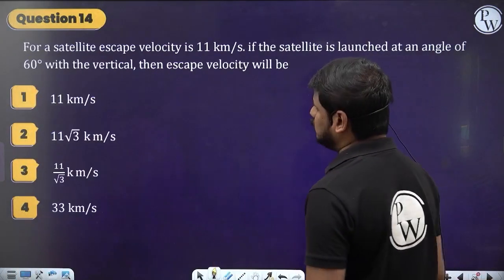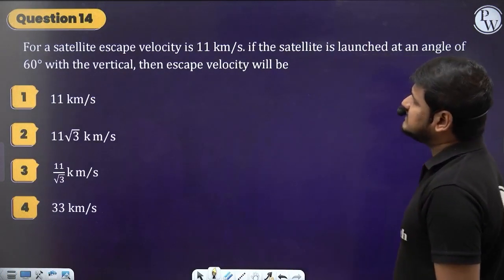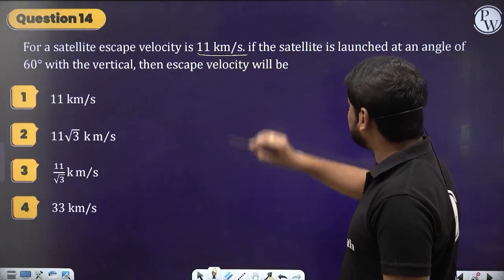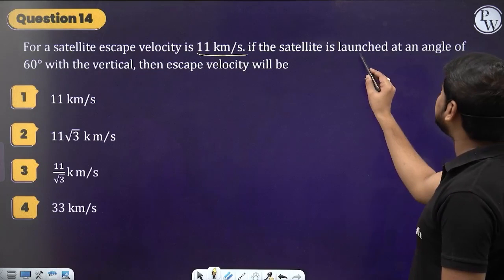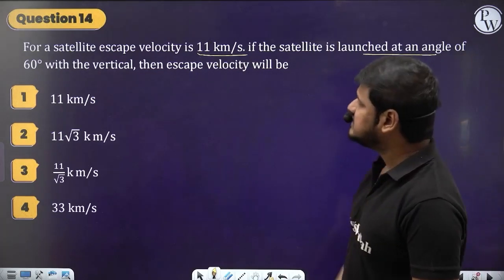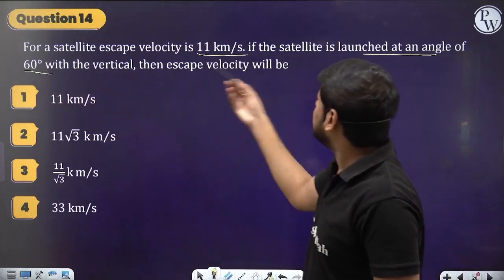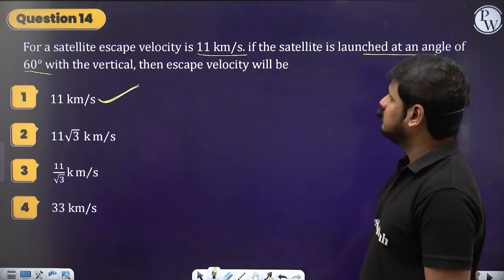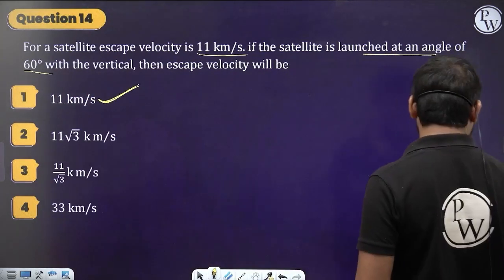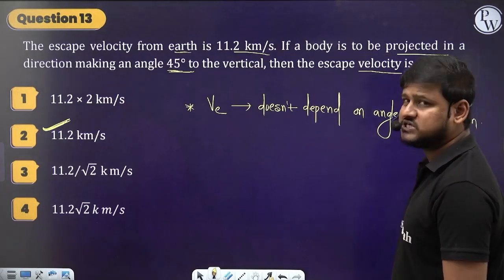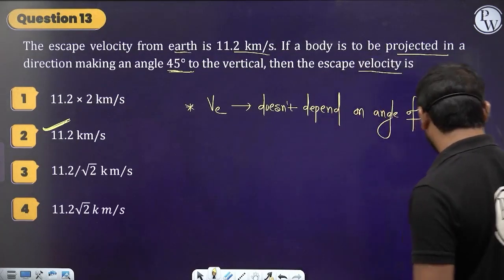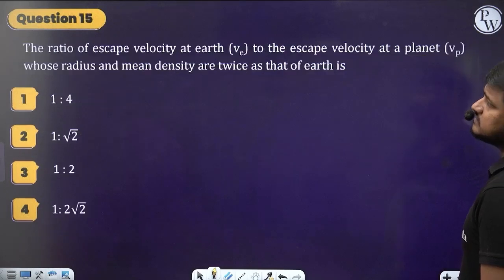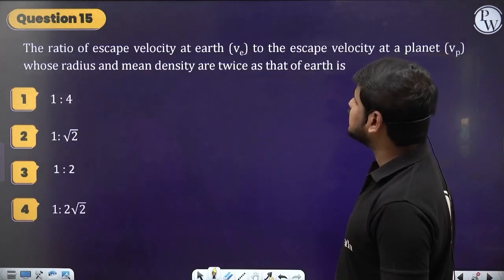Okay, next question. For a satellite, escape velocity is 11 kilometer per second. If the satellite is launched at an angle of 60 degrees with the vertical, the escape velocity will be the same, 11 kilometer per second only. Again, you can write the same: the escape velocity does not depend on the angle of projection. Done? Let's take the next question.